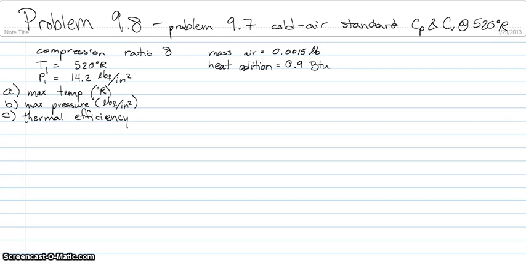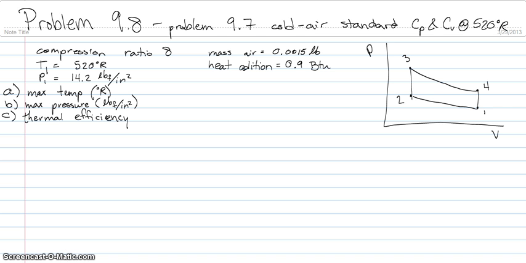Alright, we're going to work problem 9.8 from the Thermodynamics textbook. It refers to problem 9.7, but it has you using the specific heat at 520 degrees Rankine, and it is a cold air standard. A really good habit to get into is starting off with a PV diagram. This one here shows our problem.